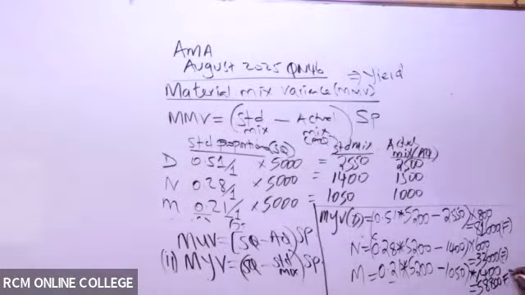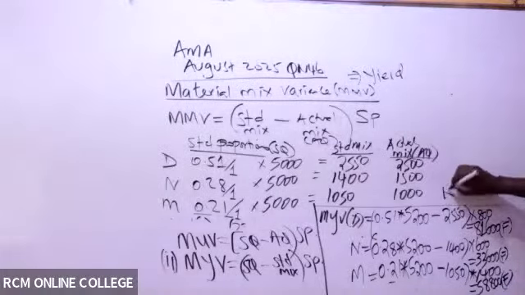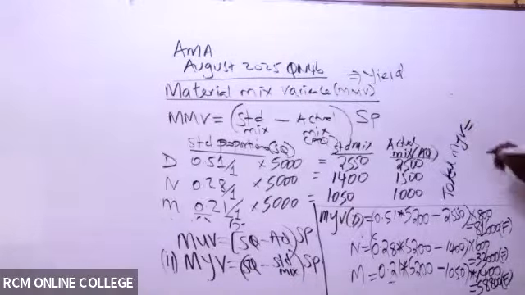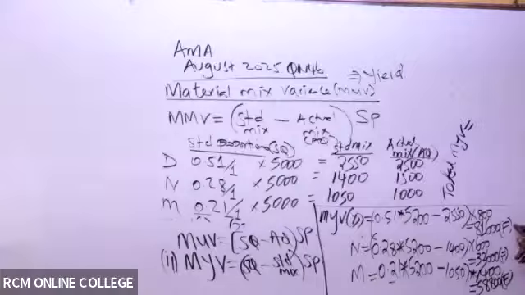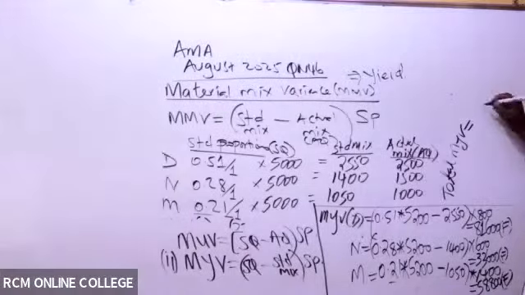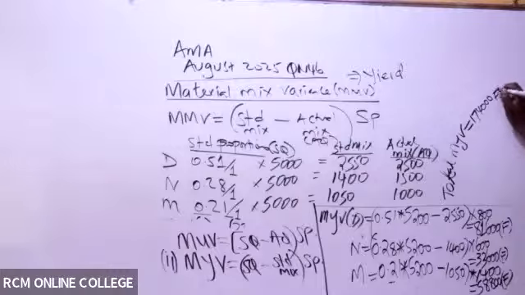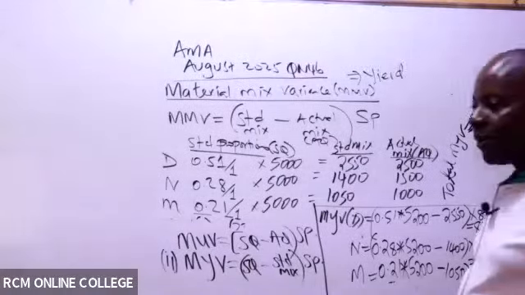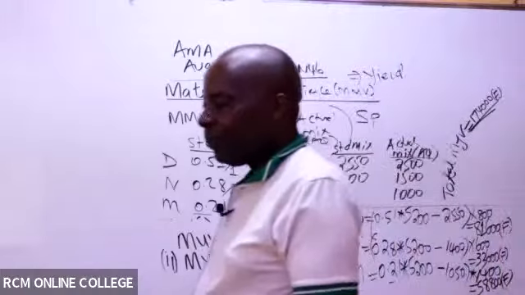58,800 favorable. So you come and add the three to give me the total material yield variance. This is favorable. All of them are positive now. Take this plus this plus this, give me an answer. So the total material yield variance will be equal to 174,000 favorable.